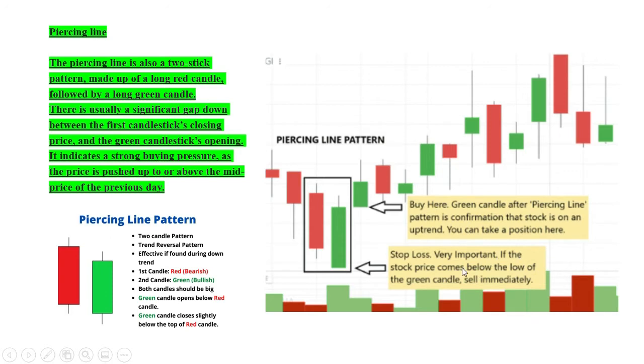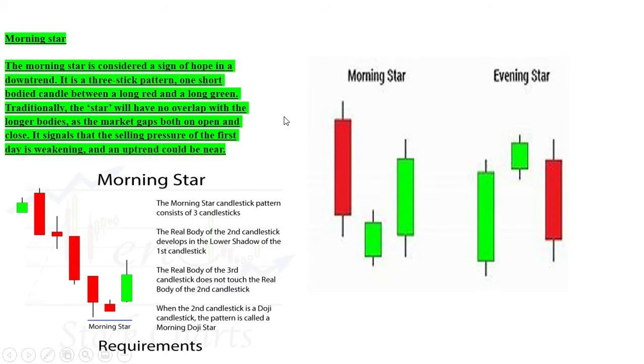Stop loss is very important. If the price comes below the low of the green candle, you should sell it immediately because that means that the piercing line pattern did not hold its significant value as it should have. So now let's move on to the next pattern, the morning star.